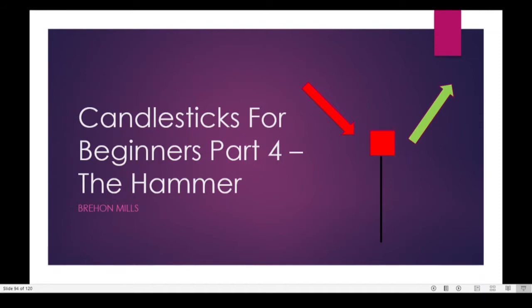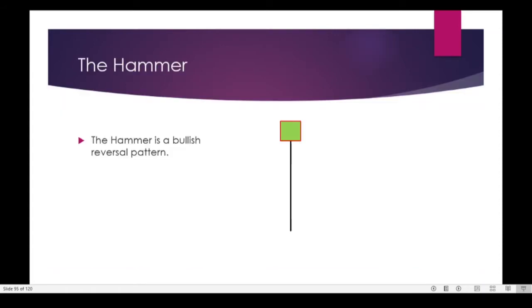My name is Breon Mills, and I would like to welcome you back to this ongoing training on candlesticks. Today, we will be discussing the hammer candle, what it is, how to use it, and how you can use it effectively in your trading. The hammer is a bullish reversal pattern.